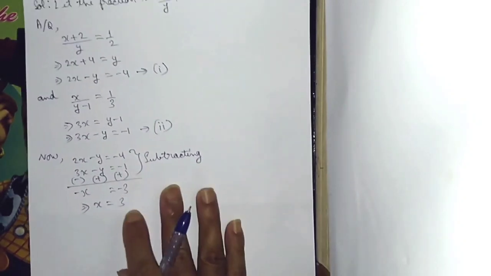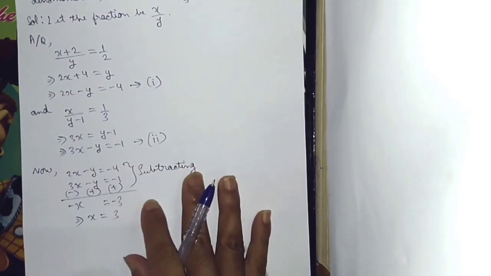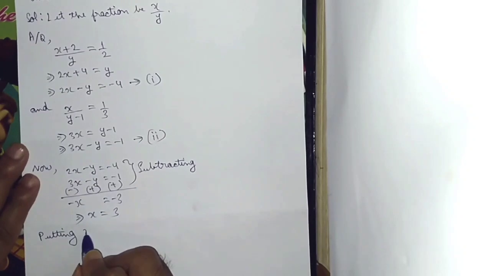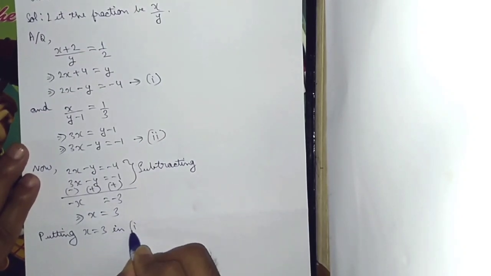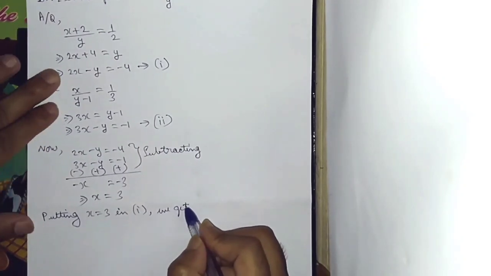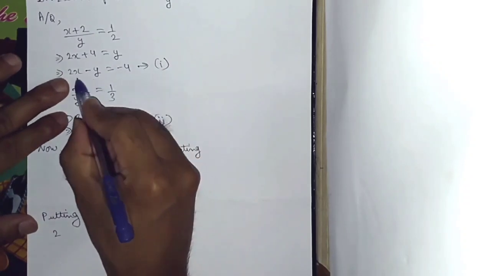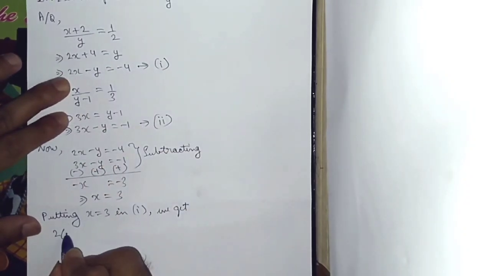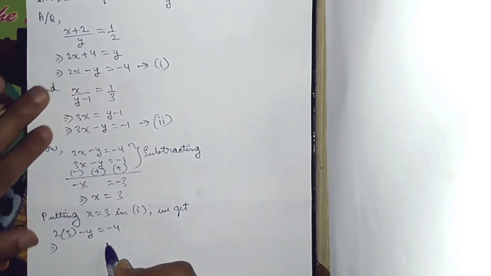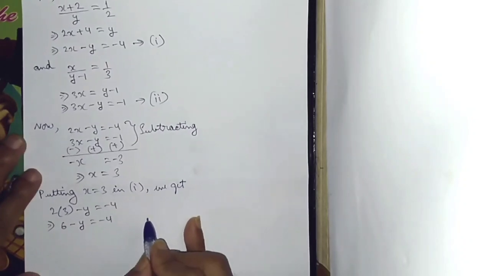So x equals 3. Now putting x equal to 3 in equation 1, we get 2x minus y equal to minus 4. Putting the value of x, we get 2 into 3 minus y equal to minus 4. This implies 2 into 3 is 6 minus y equal to minus 4.